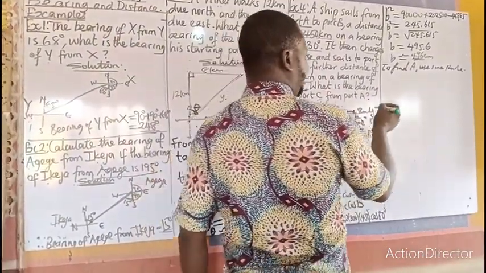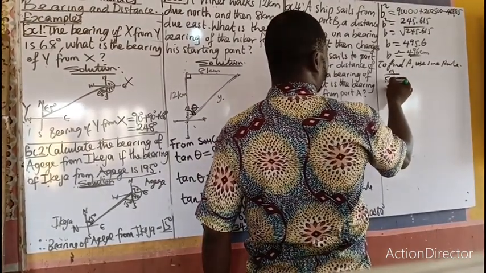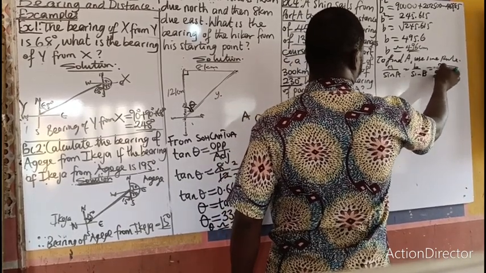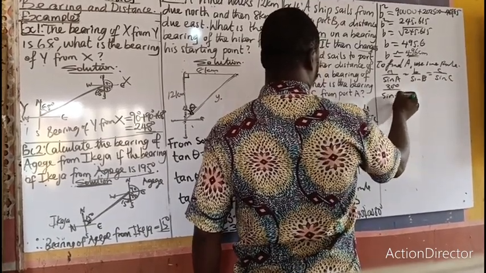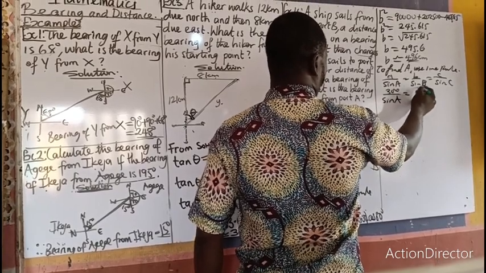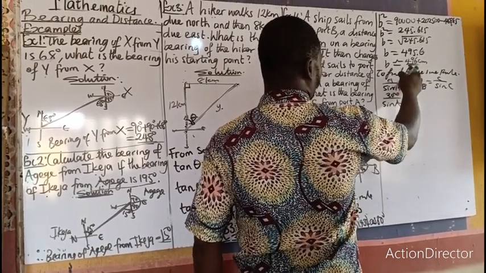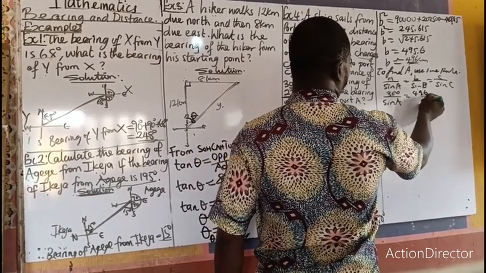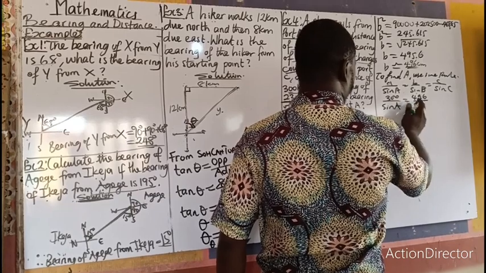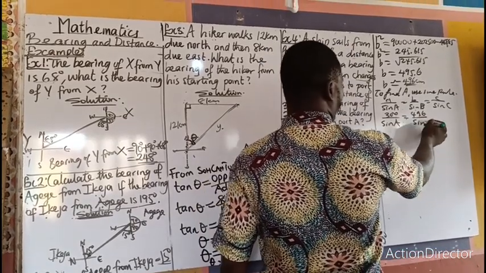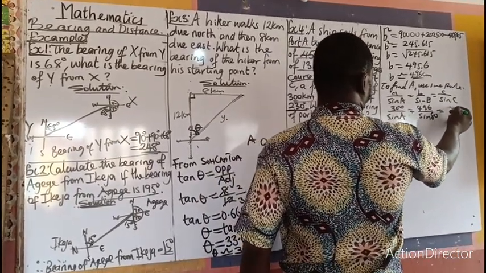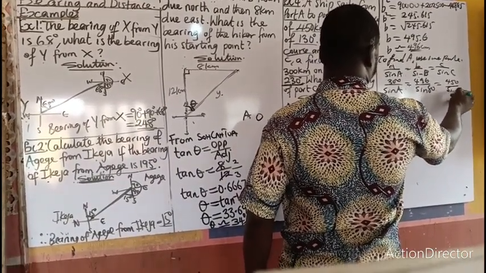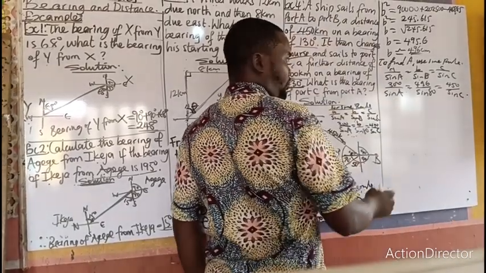So to find A, we use sine rule. What does sine rule say? a over sine A is equal to b over sine B equals c over sine C. So 300 over sine A. Then our b, we already know now to be 496, over sine 80. Then our c is 450 over sine C. What are we looking for?